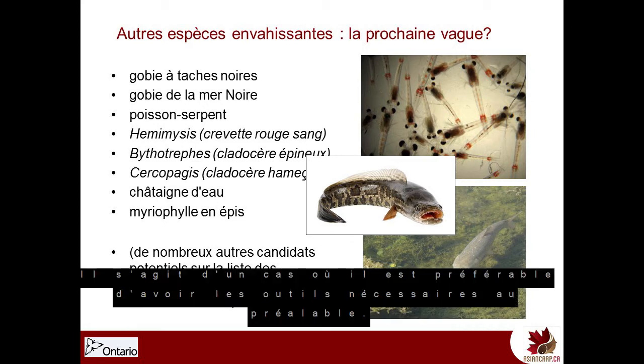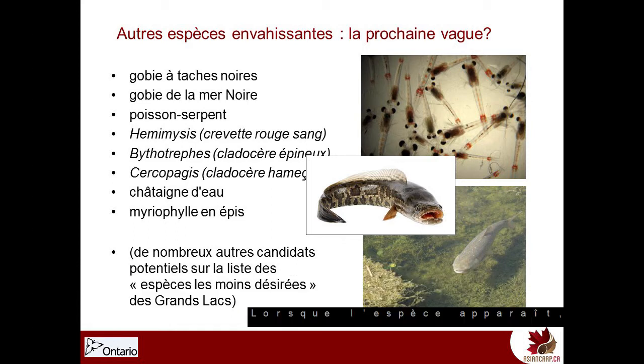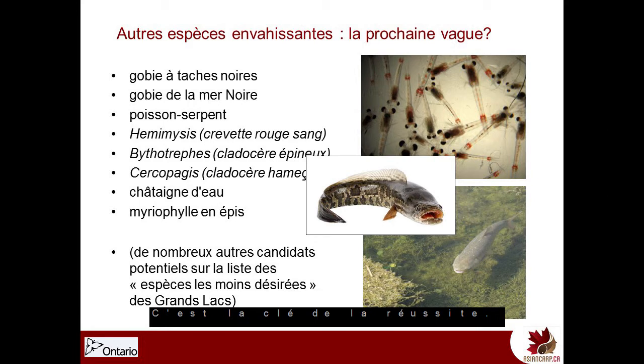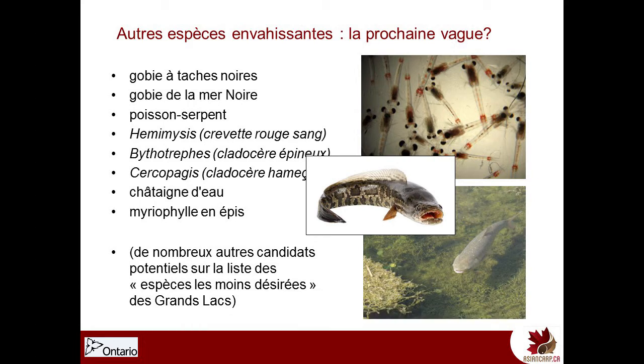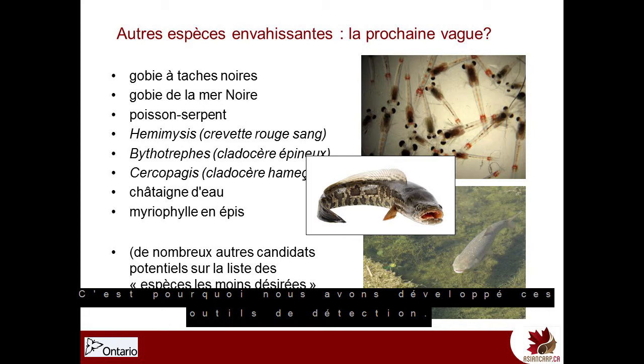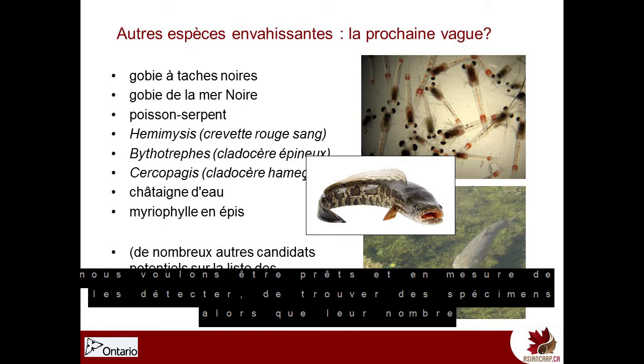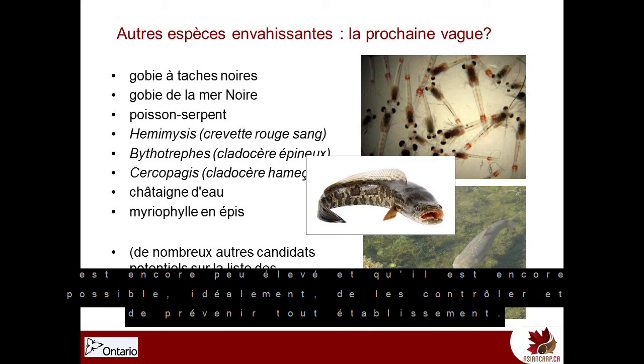The key for this, though, is this is something where we want to have the tools available in advance. Once a species shows up, you want to be able to respond to it quickly, rapidly, very effectively. That is the key. You need rapid, effective response. And this is why we've developed these detection tools: if a risk assessment indicates a species is an imminent threat poised to invade, we want to be ready to go out and detect them, find occurrences while they are still at low numbers, while it's hopefully possible to control them and prevent any establishment.